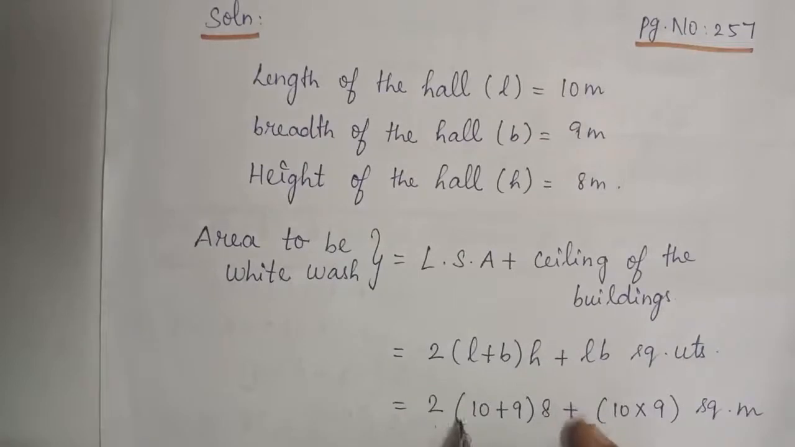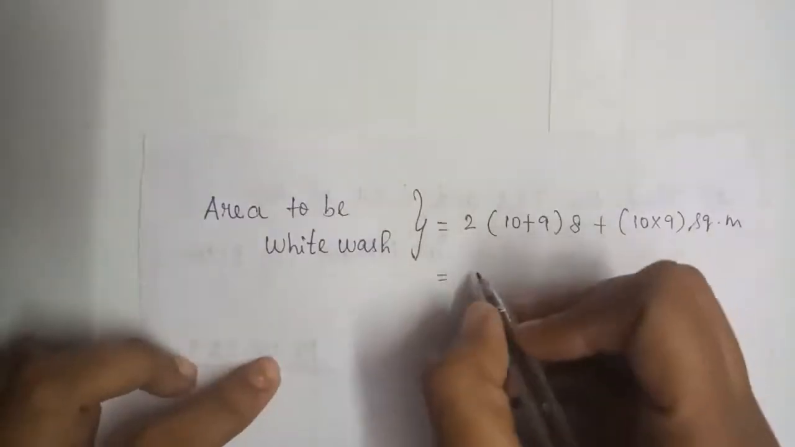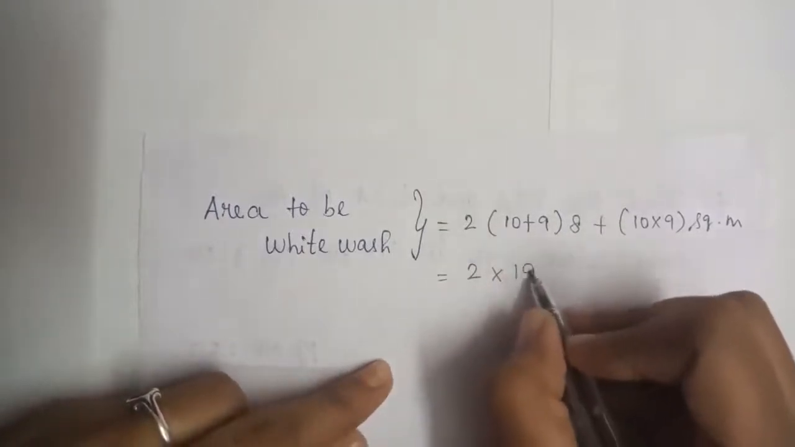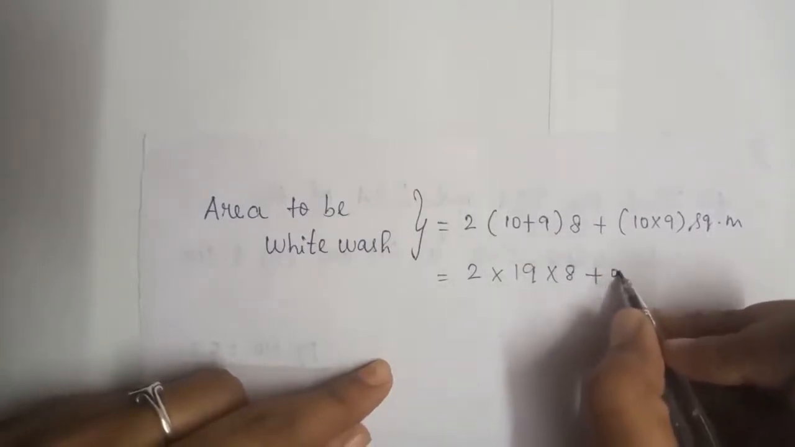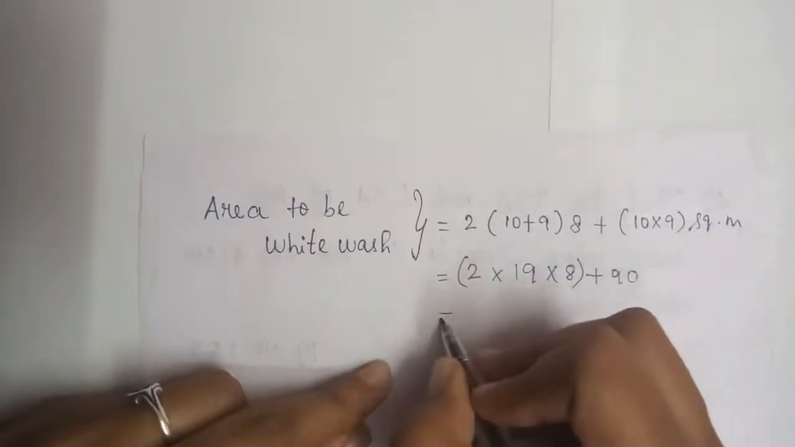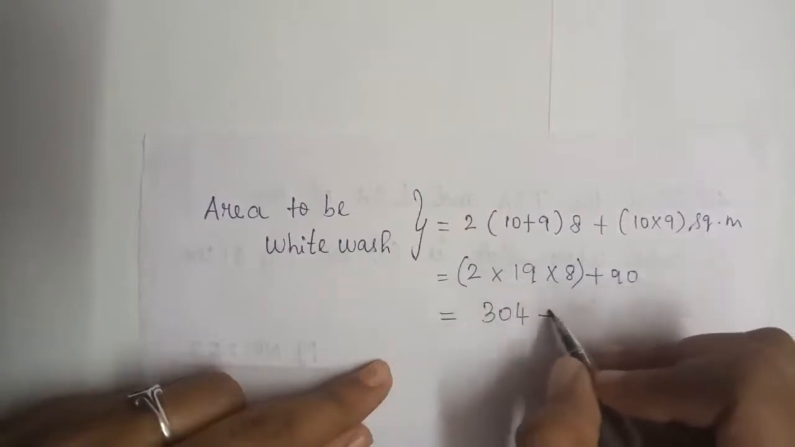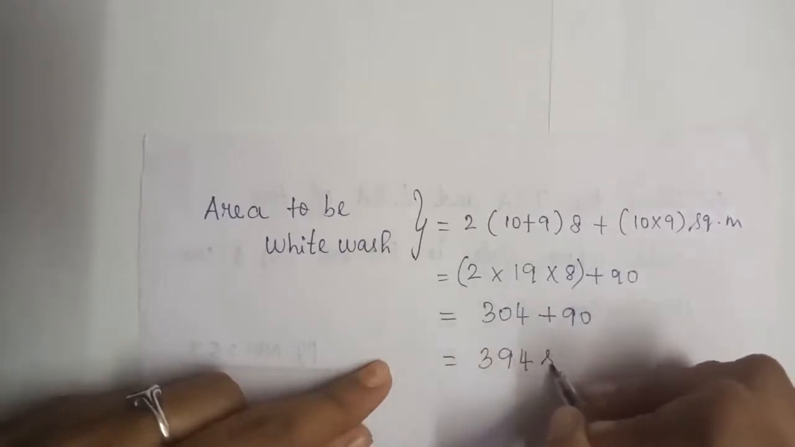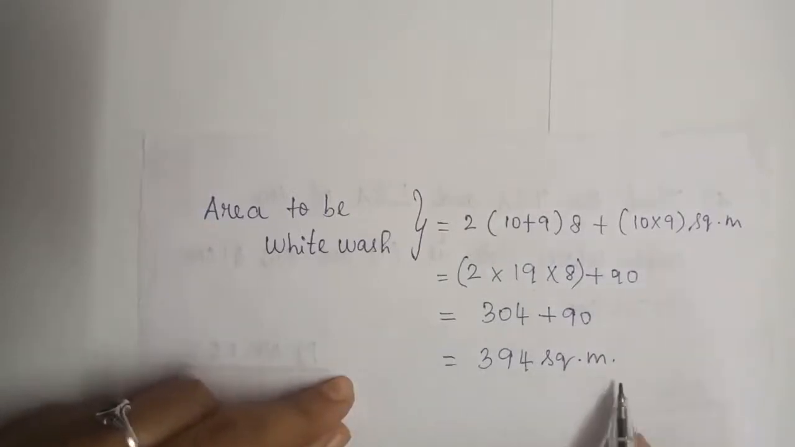So which is equal to 2 into (10 plus 9) into 8 plus 10 into 9 square meter. 10 plus 9 is 19, so 2 into 19 into 8 is 304, plus 10 into 9 is 90, which is equal to 394 square meter. Now we find the area to be whitewashed is 394 square meter.